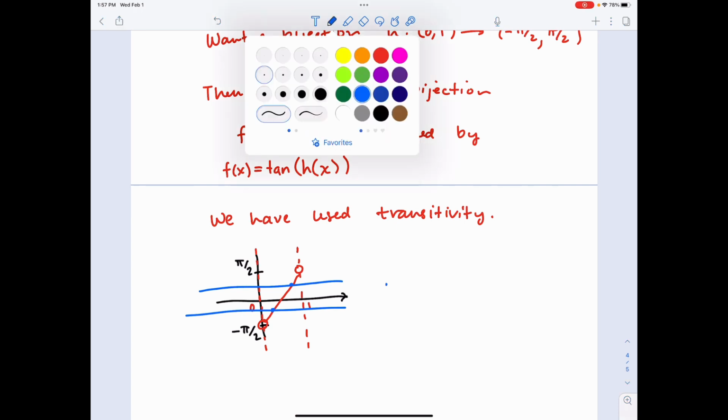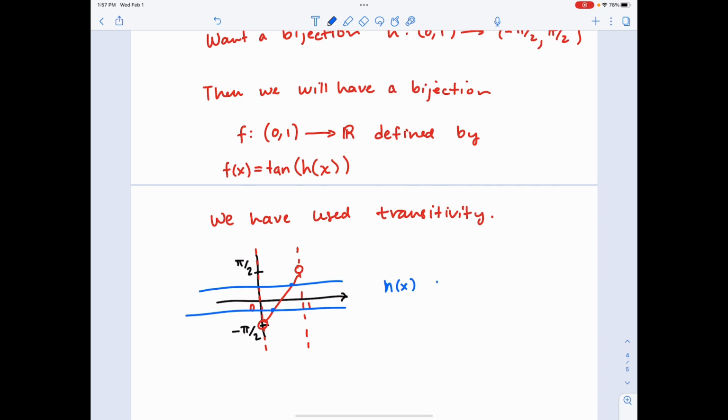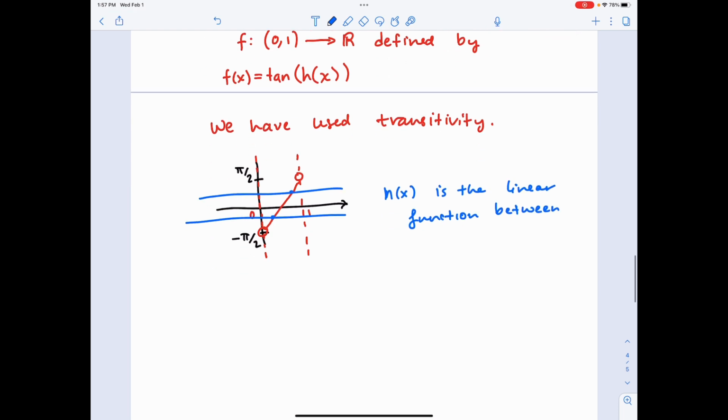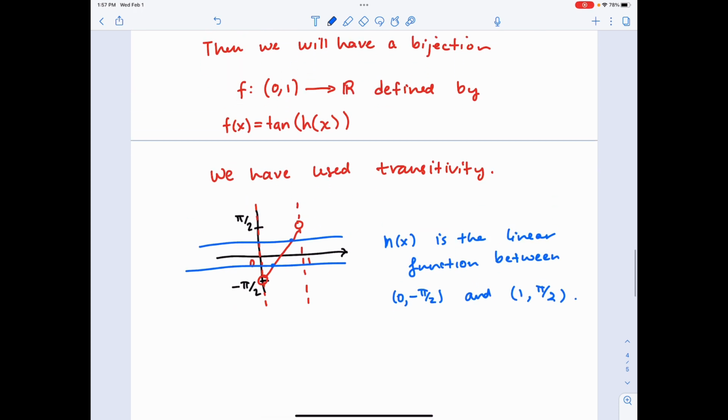So h of x ends up being the linear function between the point (0, negative pi over 2) and (1, pi over 2). So you can compute that line. I'm not going to compute it. But ultimately, you're just going to say, hand me the interval (0, 1). I'm going to first put it into this linear function to transform it to the appropriate domain, and then I'm going to take that domain and plug it into the tangent, and then I'm going to have all of R, and in that way, I'll be able to say that (0, 1) has the same cardinality as R. So that's the trick.